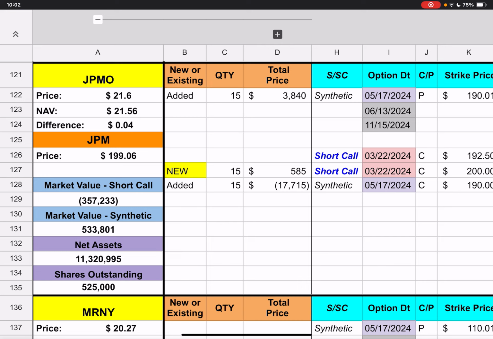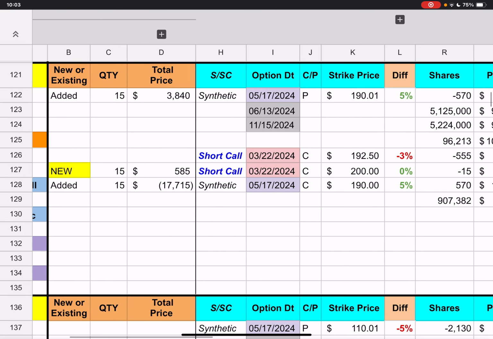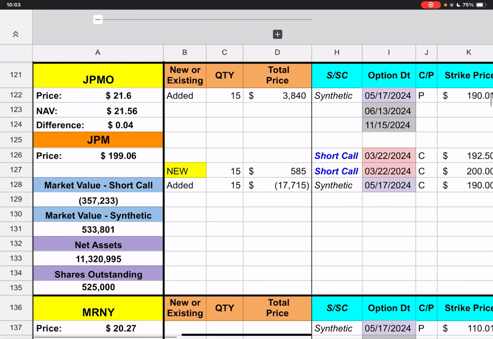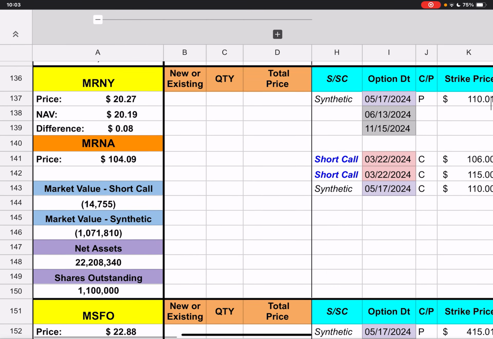JPMO 21.60, JP Morgan 199.06. So they added 15 new contracts to the synthetic positions, and they did, which is surprising, a new short call with a strike price of $200 that expires tomorrow. We're 94 cents away from that. If we had to close those out today, it would have cost us $257,000 for the short calls.